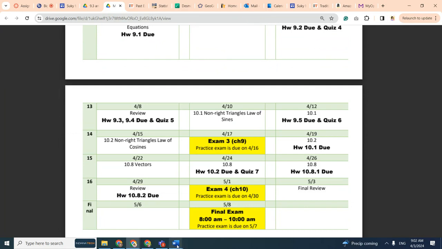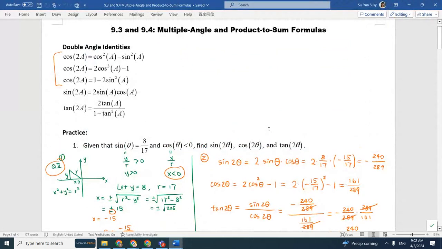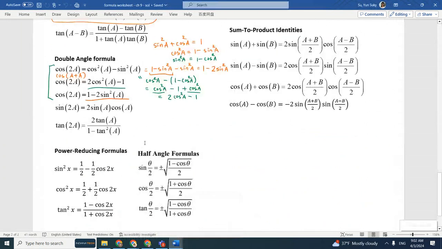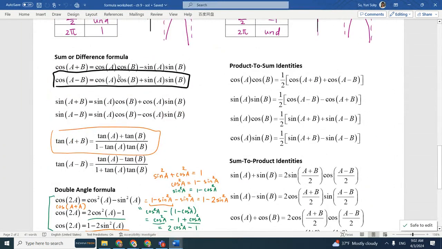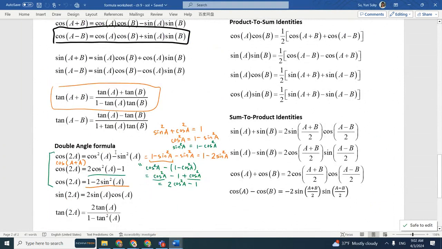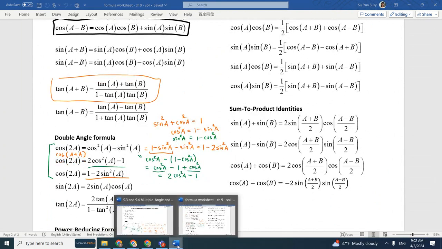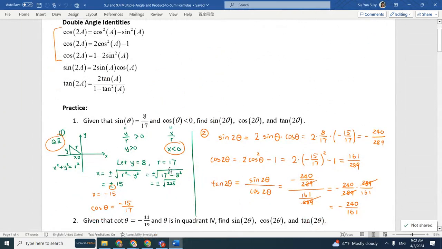Okay, so let's continue. Last time we talked about sections 9.3 and 9.4, the double angle identities. I showed you how we use the sum or difference formula to get the double angle formula. You just let A and B be the same, so A plus B becomes 2A, and then you get the double angle formula. Last time we did one example, where you were given sine theta, and you know the cosine theta is negative, and you want to find sine 2 theta, cosine 2 theta, and tangent 2 theta.